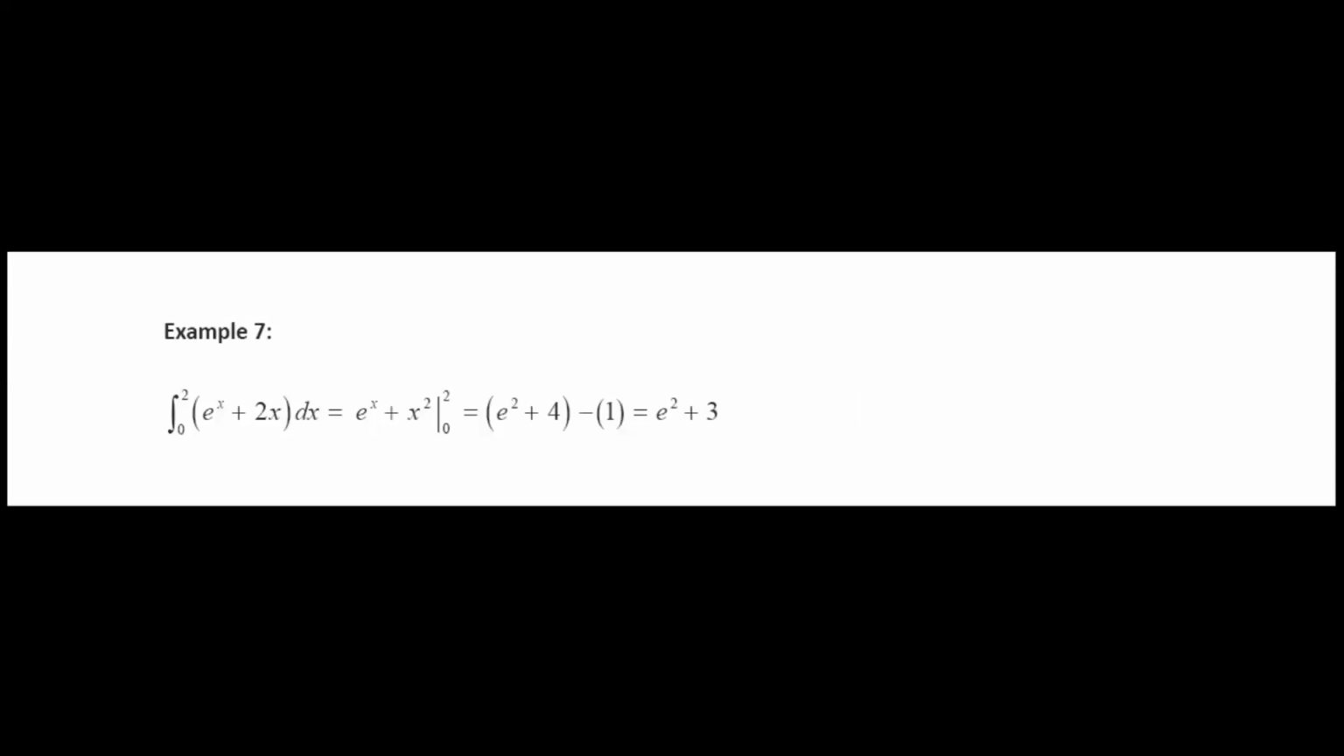Example 7, we have an exponential function where the antiderivative of e to the x is e to the x, and the antiderivative of 2x is 2x squared over 2, or just x squared. We'll put in an upper value that's going to give us e squared plus 4 when you put in 2, and when you put in 0, this will be e to the 0, which is 1. Of course, 0 squared is 0, so we get this, and there's our final answer. That is a good problem.